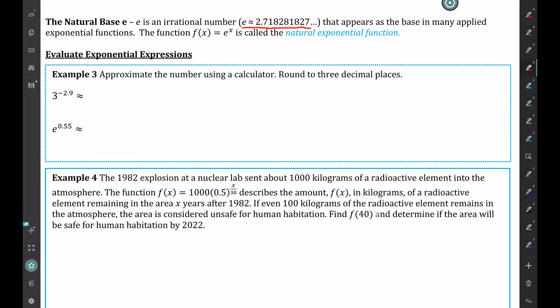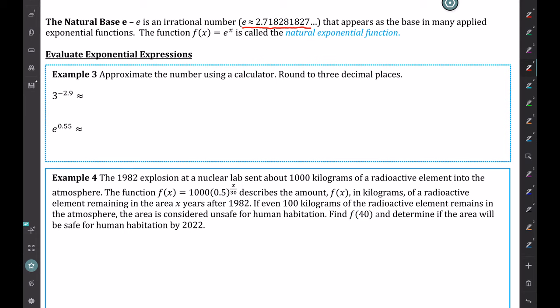Okay, so the function f of x equals e to the x is called the natural exponential function. So it's an exponential function whose base number is e, or 2.718281827, and you should continue that on with infinitely many different digits there. Okay, so that's the natural exponential. We'll see that in a second.